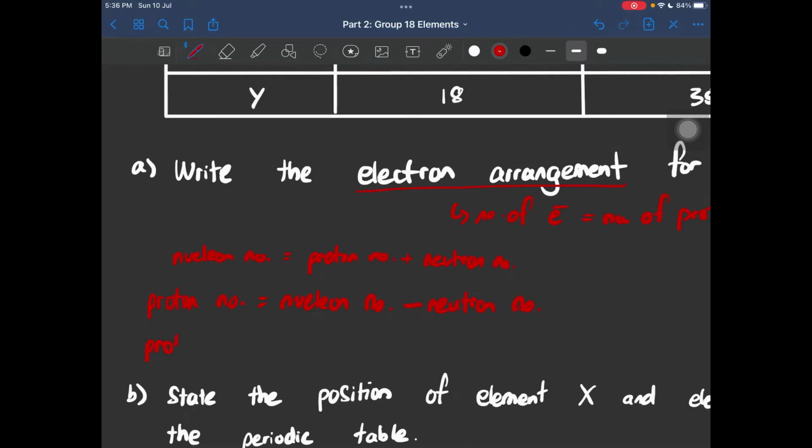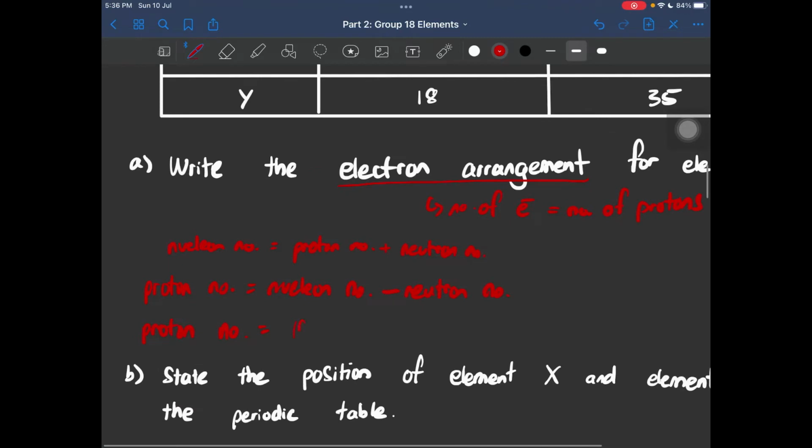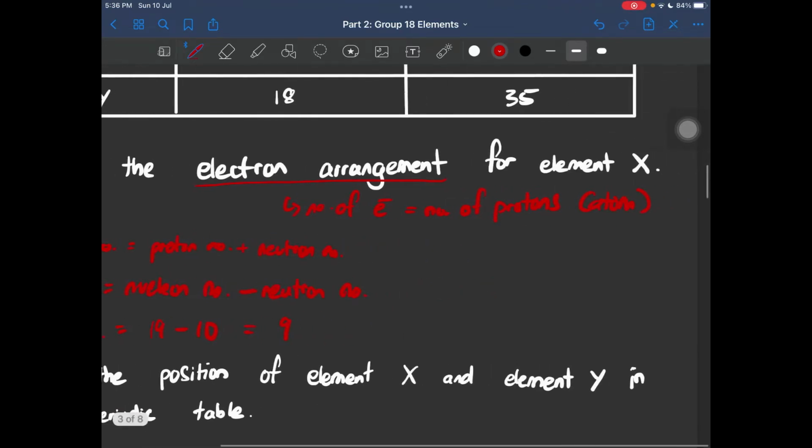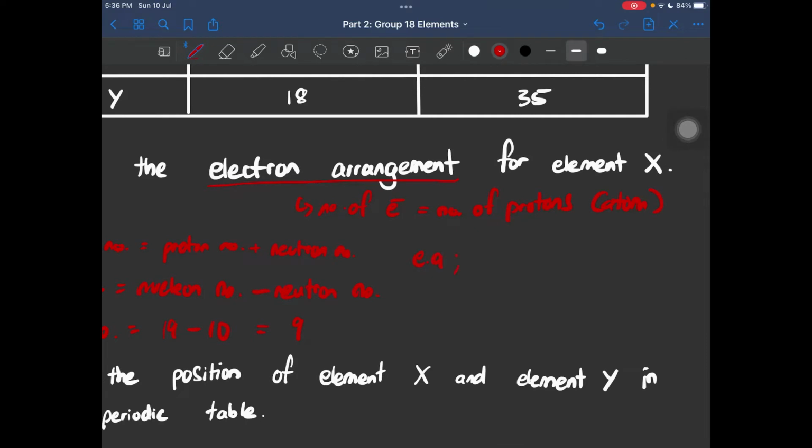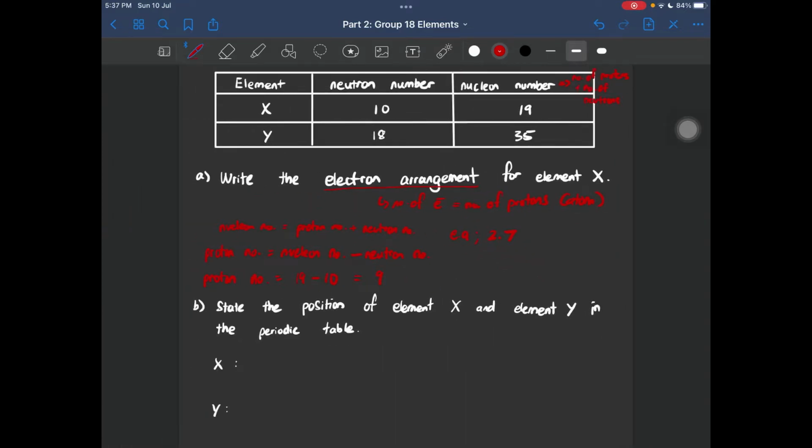So the proton number of element X is equal to 19 minus 10, which is equal to 9, right? So the electron arrangement for element X will be 2, 7. We have 9 electrons, and we know that the first shell has 2 electrons, so 9 minus 2 is 7. So the electron arrangement for element X is 2, 7.